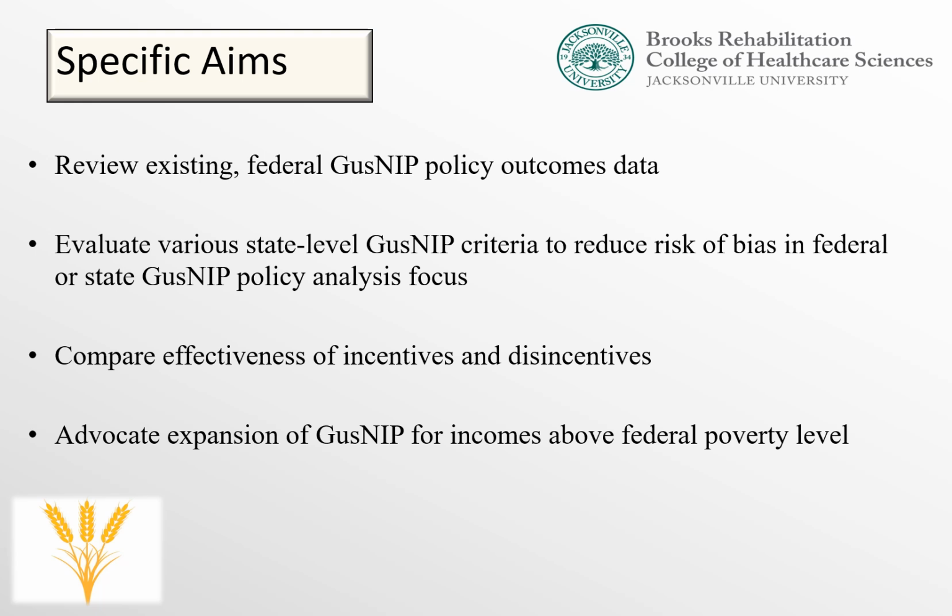The specific aims will be to review existing federal GusNIP policy outcomes data, to evaluate various state-level GusNIP criteria to reduce risk of bias in the federal or state GusNIP policy analysis focus, to compare effectiveness of incentives and disincentives, and advocate expansion of GusNIP for incomes above the federal poverty level.